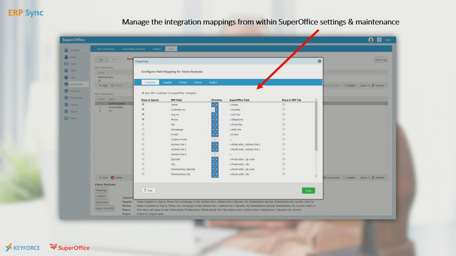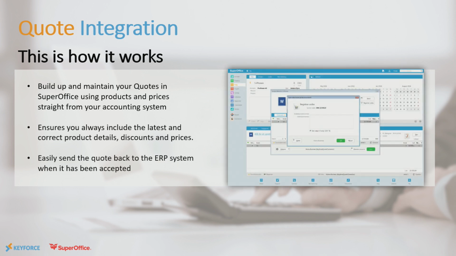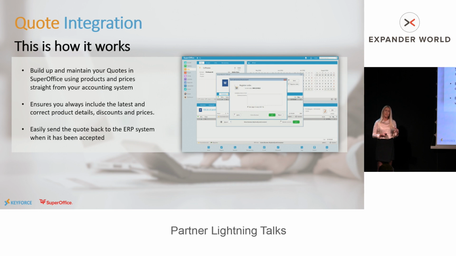Some customers use ERP Synchronization standalone, and some choose to add the quote integration. Quote integration is quite simply an extension to SuperOffice quote. When we create the quotes in SuperOffice, we do that based on the correct prices and products and even customer-specific discounts directly from the accounting system. So we make sure that we always put the latest information directly in the quote. And once the customer is happy about the quote, we can also transfer the order directly into the ERP system.